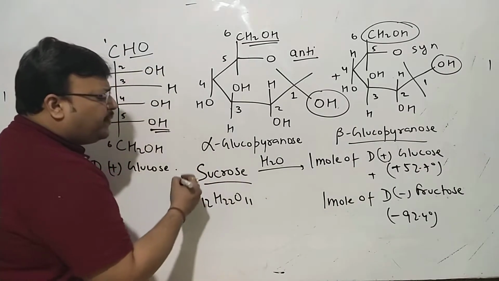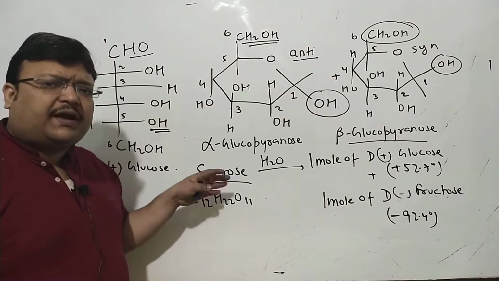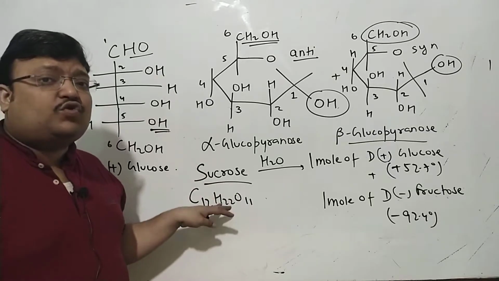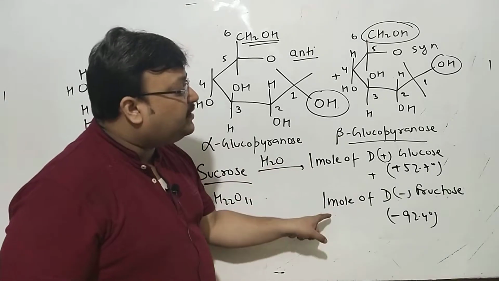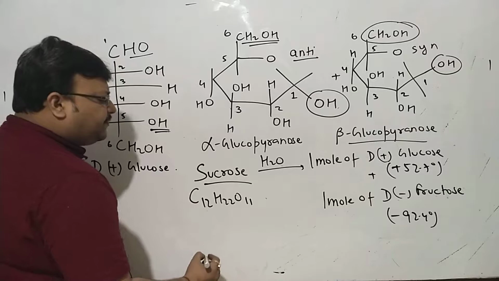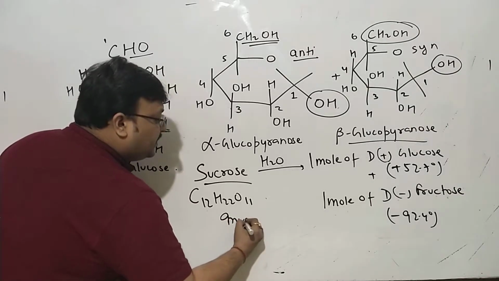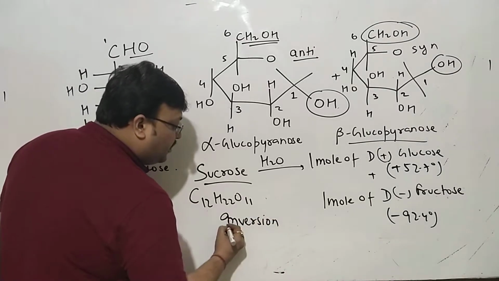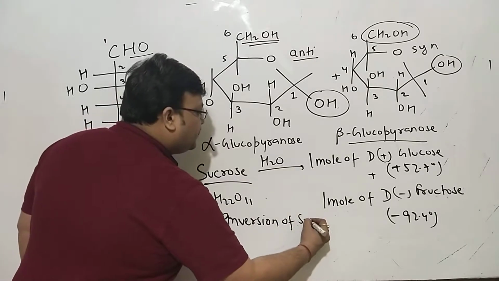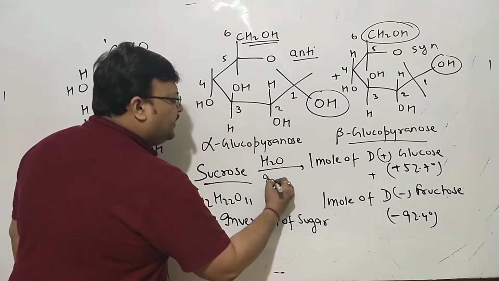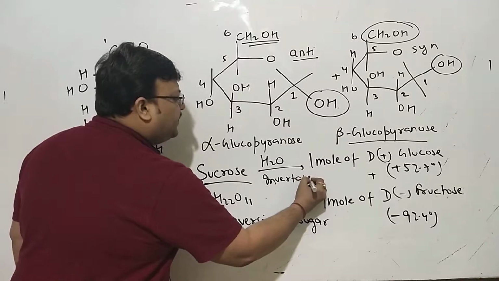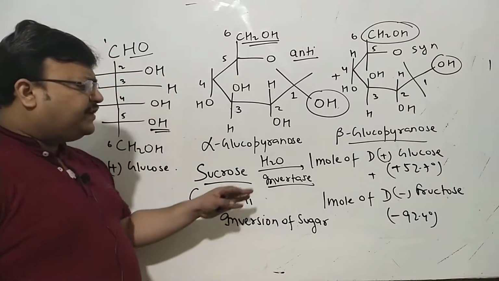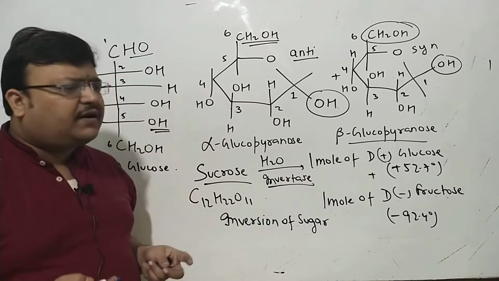Sucrose naturally is dextrorotatory to begin with, and on hydrolysis the mixture is levorotatory. That is why this process is very popularly called inversion of sugar. Even the enzyme is called invertase. We'll take up the chemical nature of the enzyme. We'll learn the structure of sucrose in the long run.